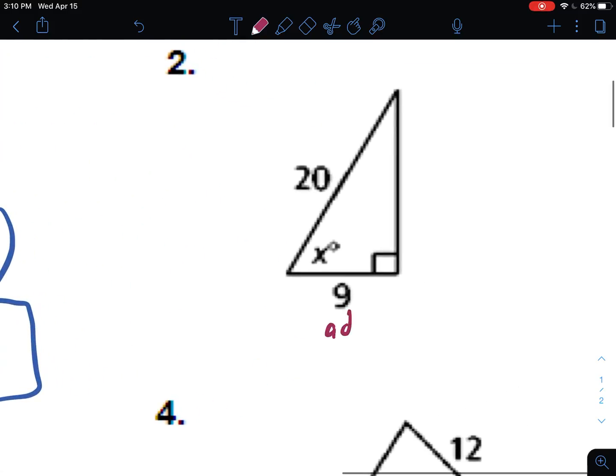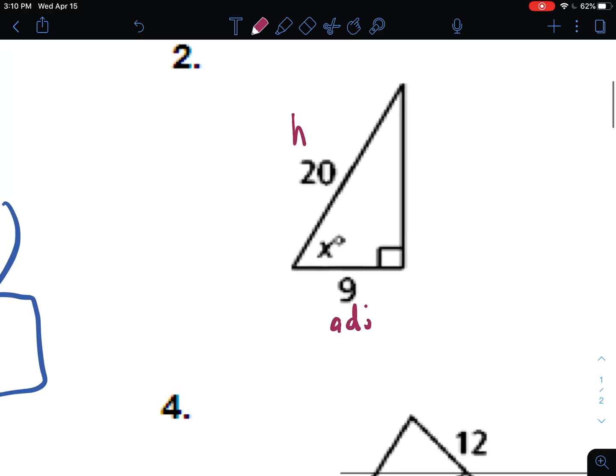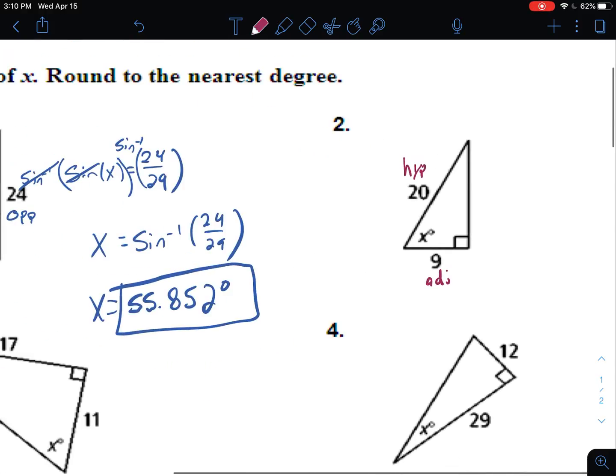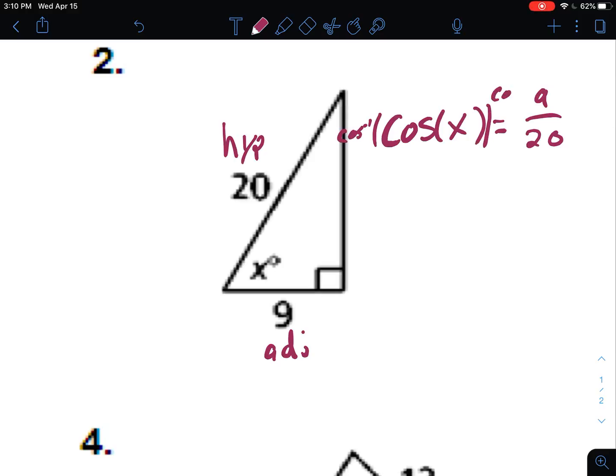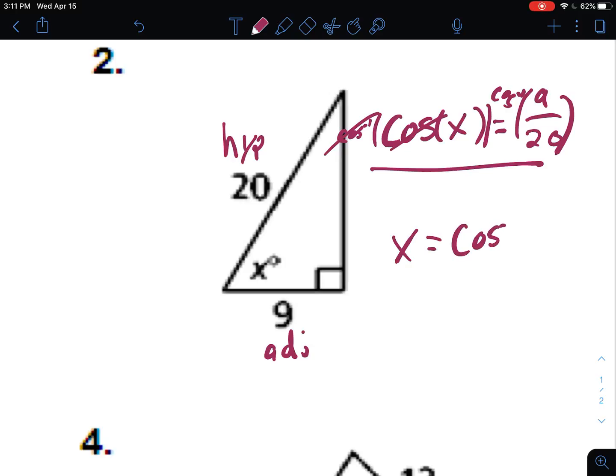Next one, we have the adjacent side and we have the hypotenuse. So this one is cosine. So it's the cosine of the angle is equal to adjacent over hypotenuse. And then we do the same thing. We take the inverse cosine of both sides. So inverse cosine, inverse cosine. And you don't have to write this step, guys. You can just go from the first step to this. X is equal to the inverse cosine of 9 over 20.